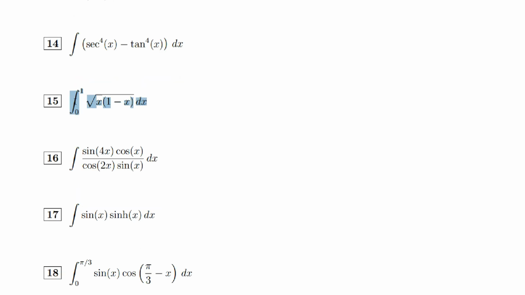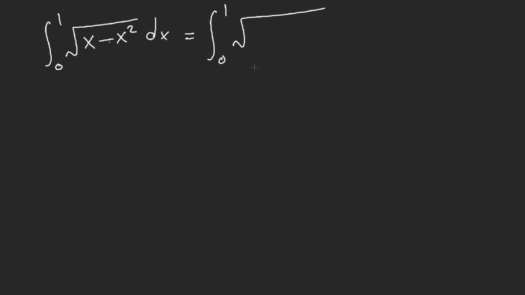Here, this one, I see this so many times. I knew the answer is pi over 8. So, for those who are curious how this is actually solved, from 0 to 1, this is x minus x squared dx. Okay, this, if you complete the square, you get 1/4 minus x minus a half squared. Okay, so completing the square will give you this.